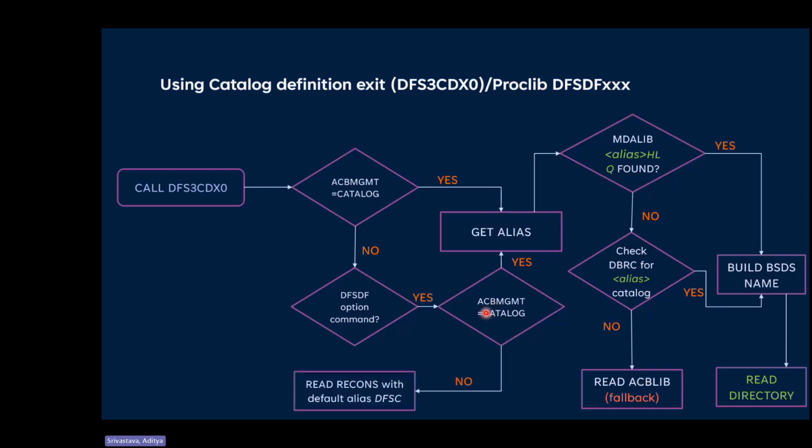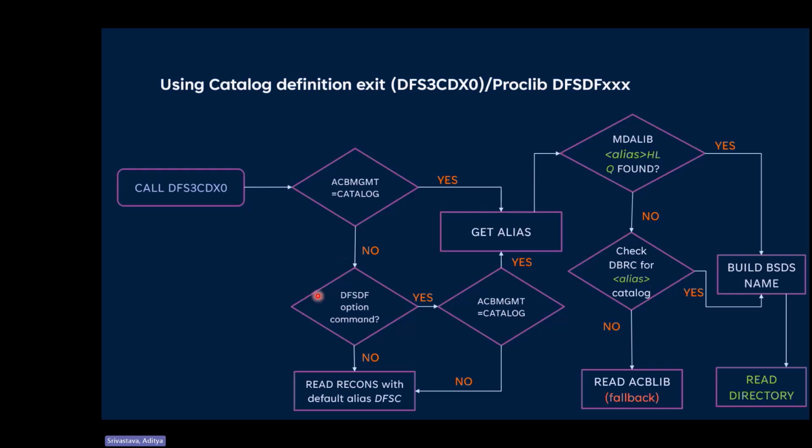But if the ACB management is not equal to catalog, then you have to go and read RECON with the default alias name, that is DFSC. You try to find the default value for the HLQ, build the default value for the BSDS name, and identify the directory dataset from there. All right.